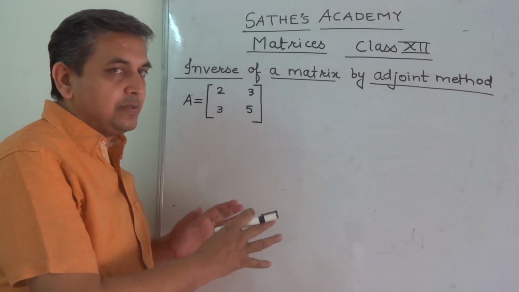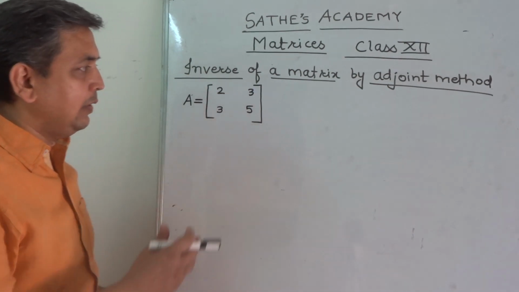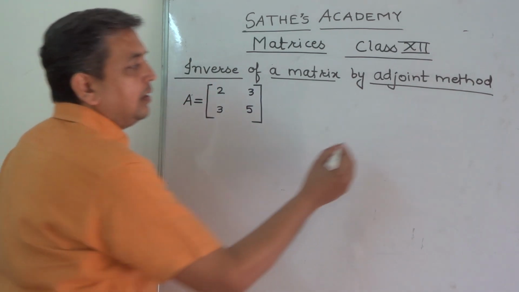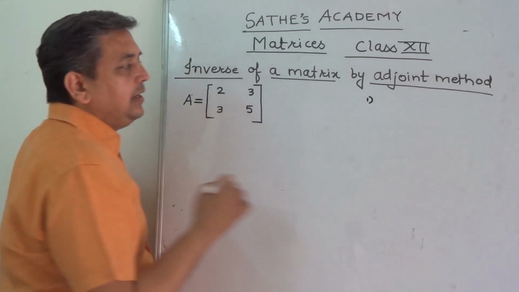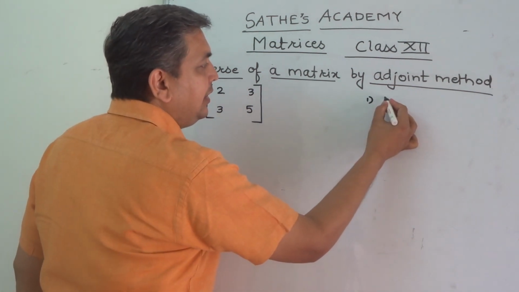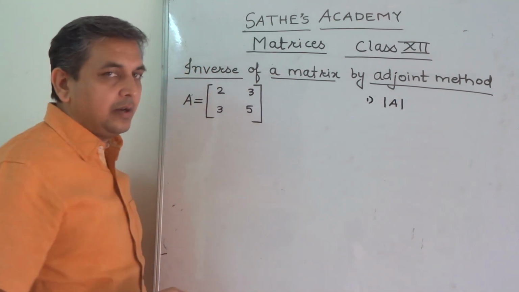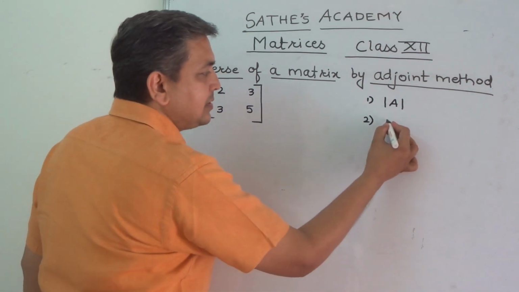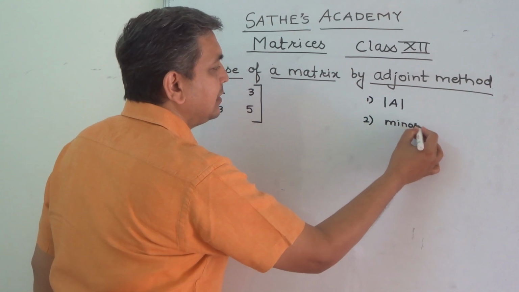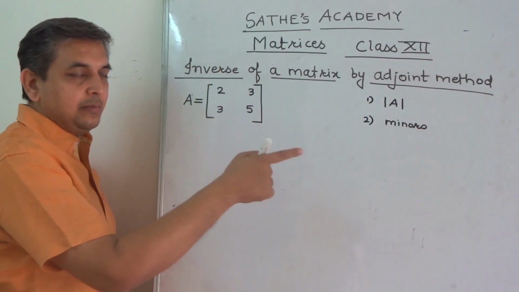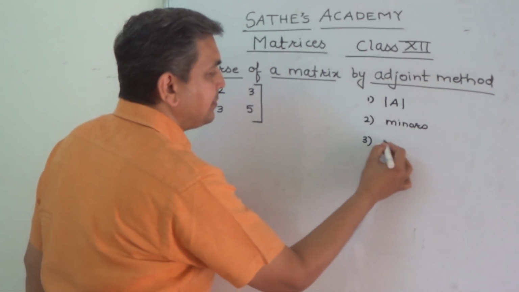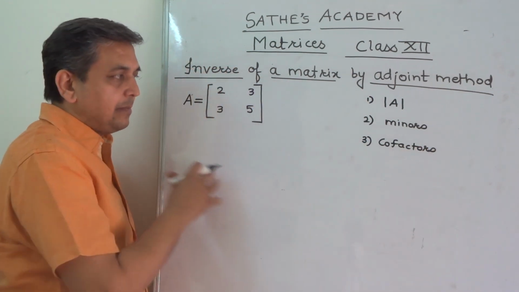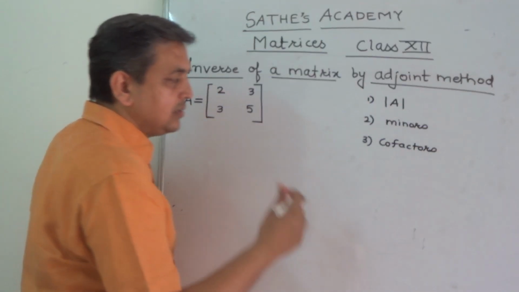Now there are a few steps which we have to follow in this method. So we will go step by step. This is a given matrix and we have to find the adjoint. Now first step for finding the inverse is we have to find the determinant of the matrix. Determinant we all know. We will find the determinant first. The second step is we find minors of each of these elements. The third step is we find the cofactors. We shall see step by step what are minors and what are cofactors and so on.